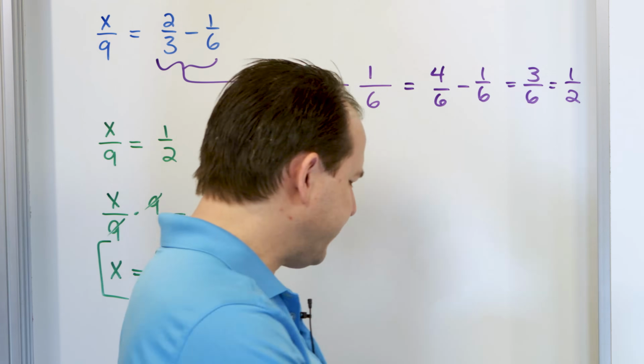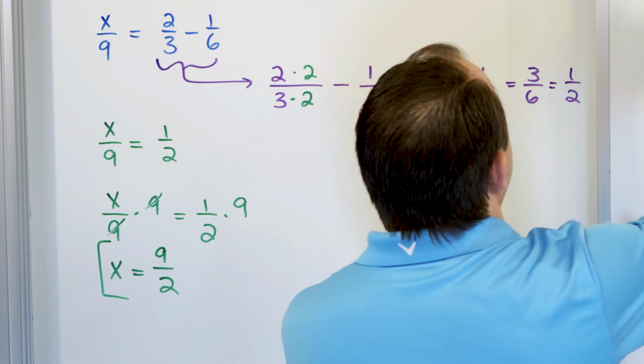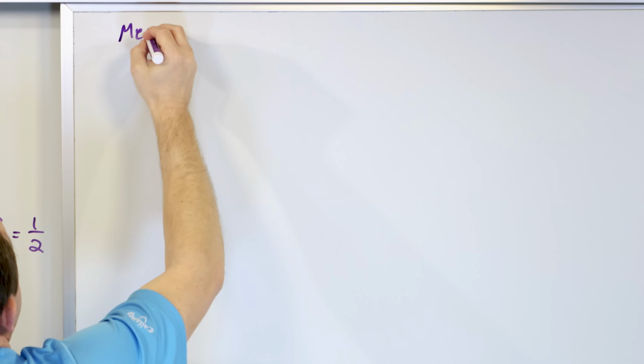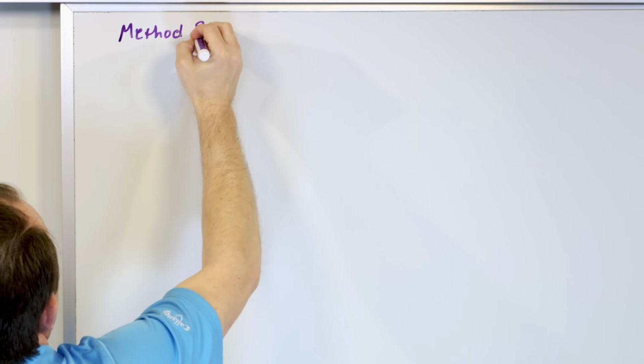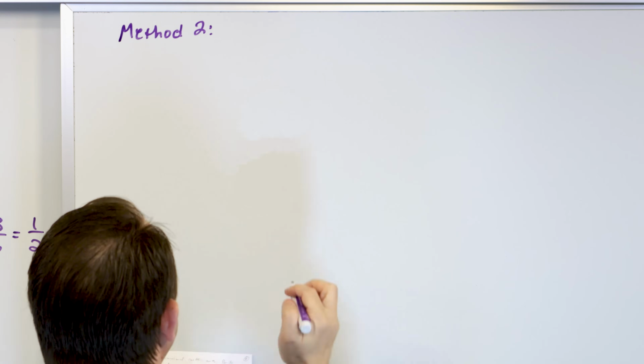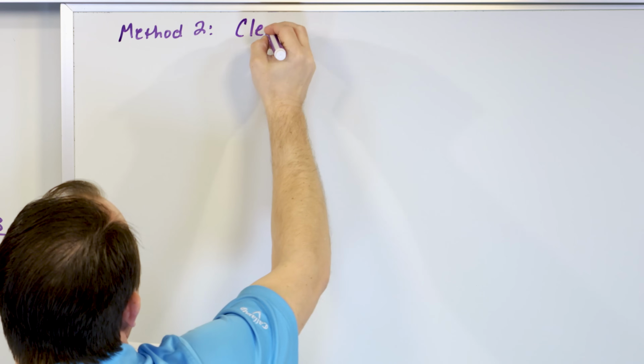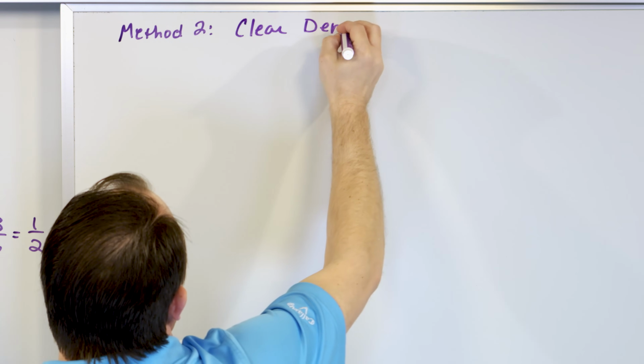Now, that's method number 1. Method number 2, we're going to do over here. So I'm going to call this method 2. And what I'm going to call this is we're going to try to clear denominators.